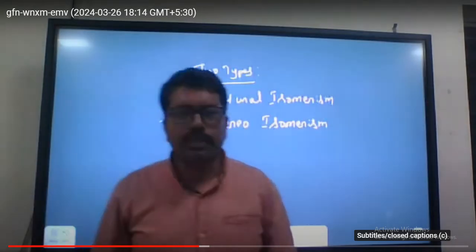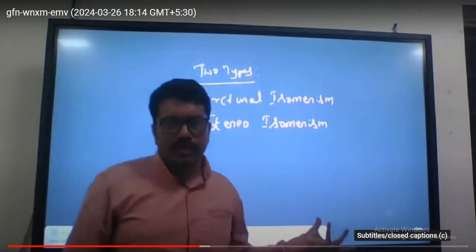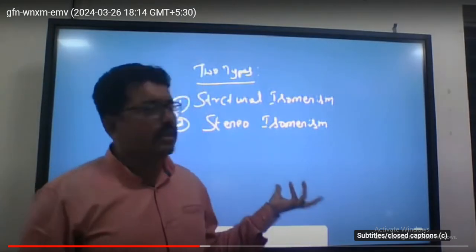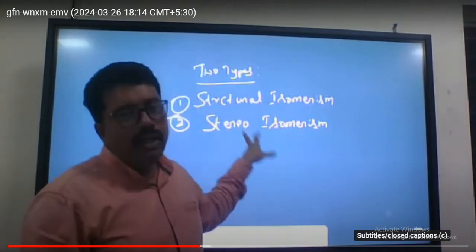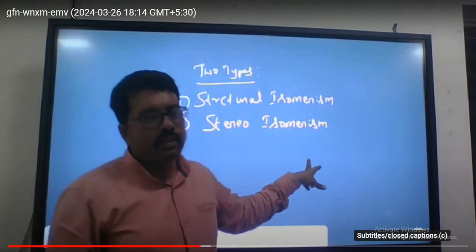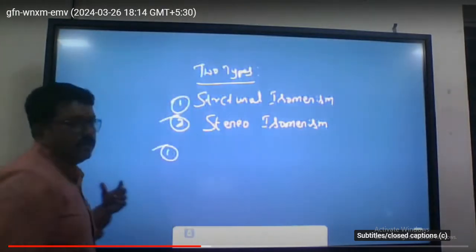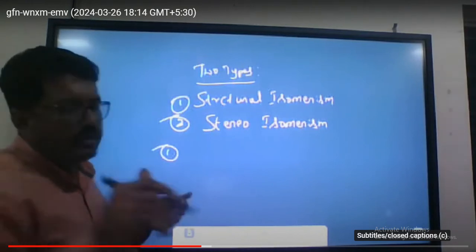Structural isomerism, stereo isomerism. The compounds that have the same molecular formula but different structural formulas are called structural isomers, and the phenomenon is called structural isomerism. There are only two types: structural isomerism and stereo isomerism. Structural isomerism has many types. What are they? Chain isomerism.